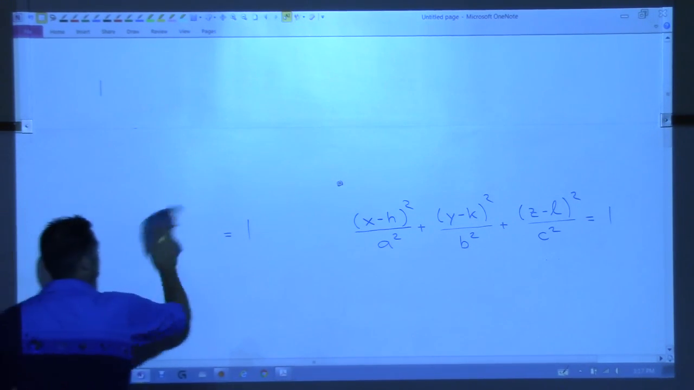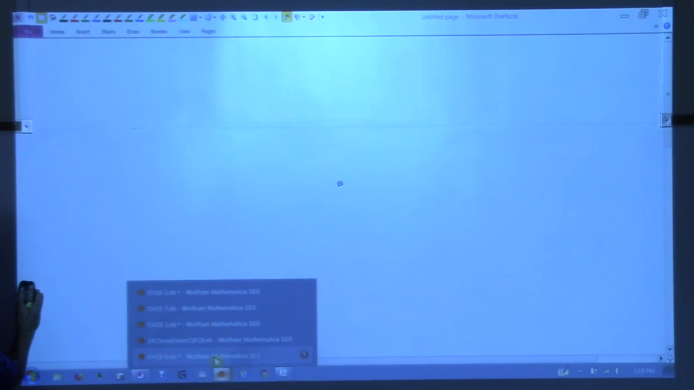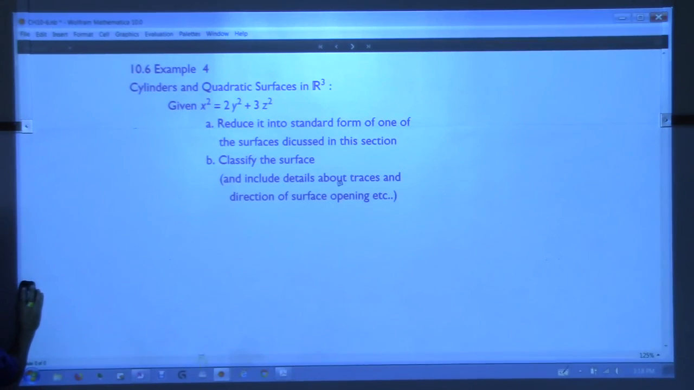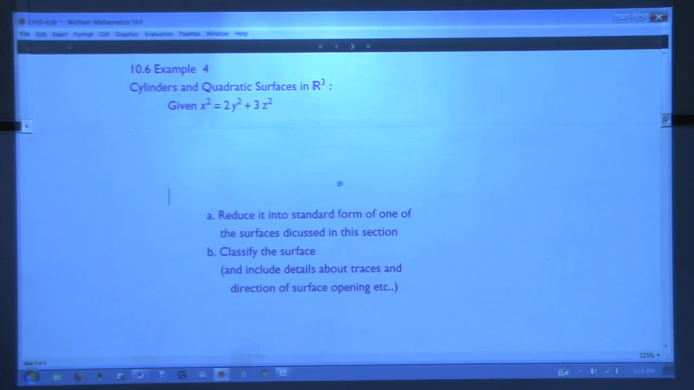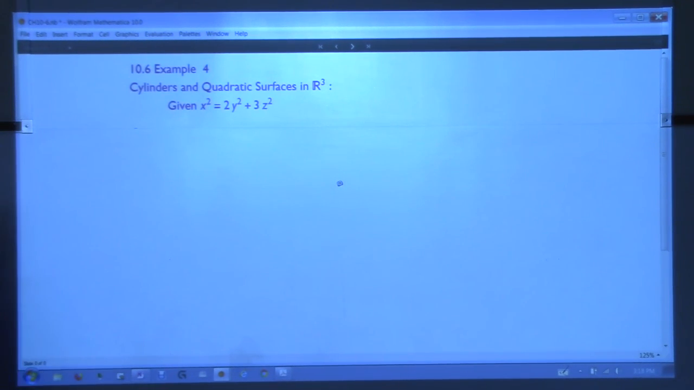So now we're going to do an example where I give you the equation and you have to identify what it is, all right? There it is. All I want us to do is classify this, identify what it is. When you look at it like this, can you get it into one of those forms?